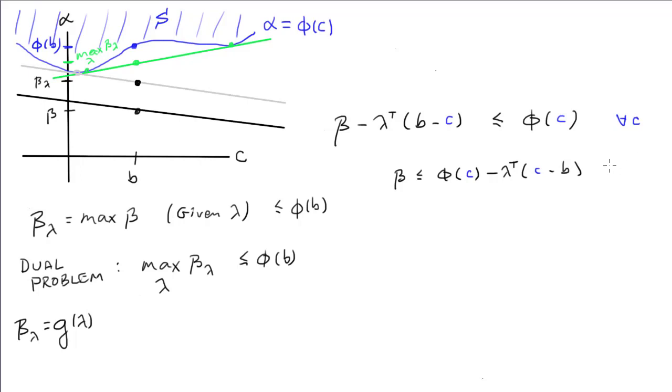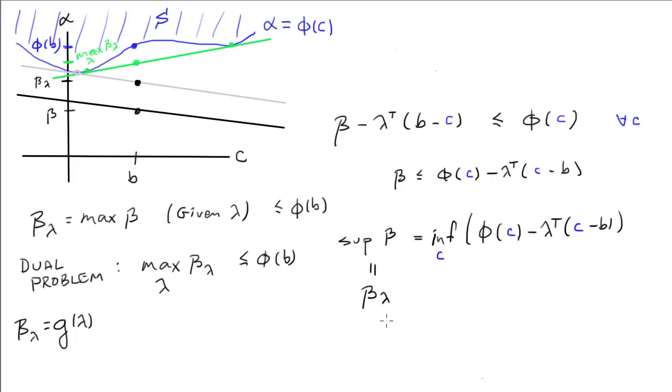Beta is a lower bound. So if I take the infimum over all C, that number is the greatest lower bound, the supremum of all the lower bounds, which is the definition of beta sub lambda. The supremum, remember, is taken over all betas of the supporting hyperplane condition.